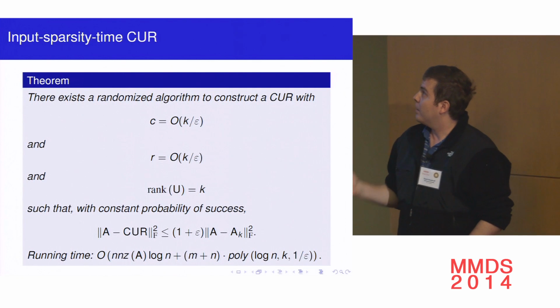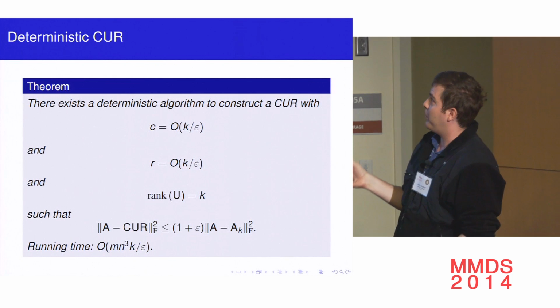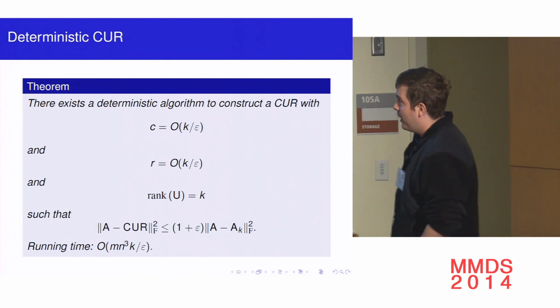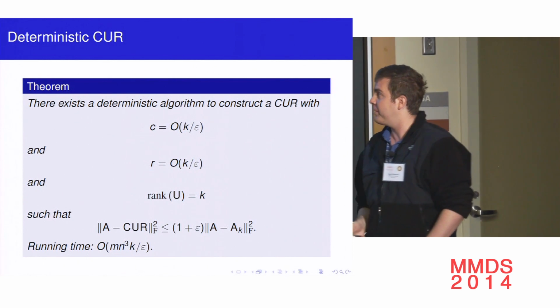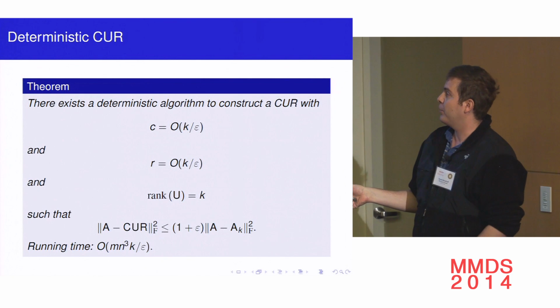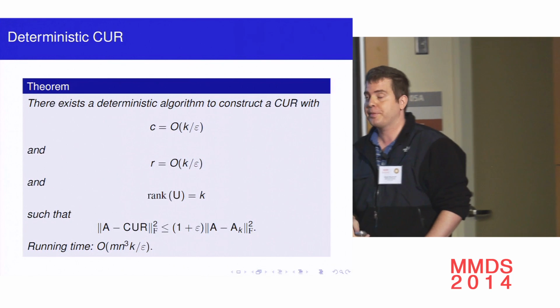The deterministic algorithm also achieves the same combinatorial parameters, but its running time is a bit worse, so it's m n cubed k over epsilon. So we call the SVD, here would be m n squared, so this is an additional factor of n k over epsilon.